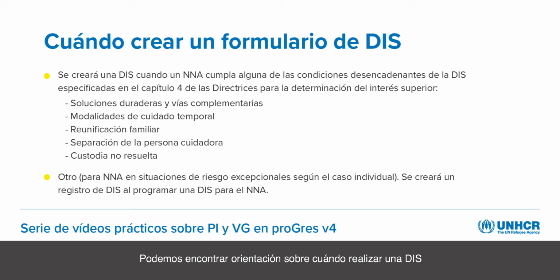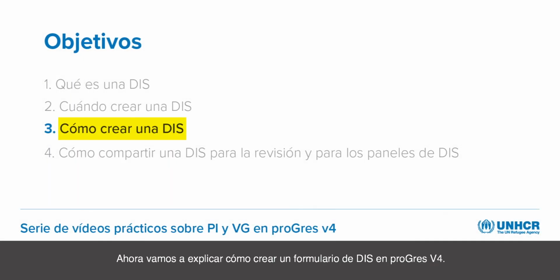Guidance on when to complete a BID can be found in the BIP guidelines in Chapter 4, and this should be outlined in your case management SOPs for child protection and also designated in your child protection module SOPs for Progress V4. Once it has been determined that you will need to move forward with the BID process, then you should create a BID record in Progress V4. This is when you need to schedule a BID process for the child, and you will need to begin scheduling interviews for that process. We will now cover how to create a BID form in Progress V4.